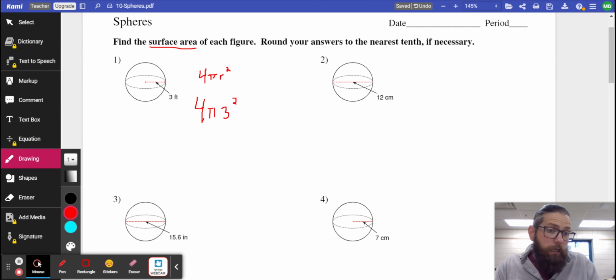And then I would just take out my calculator and I would do 4 times pi times 3 to the second power and push enter. And that would give me my answer.